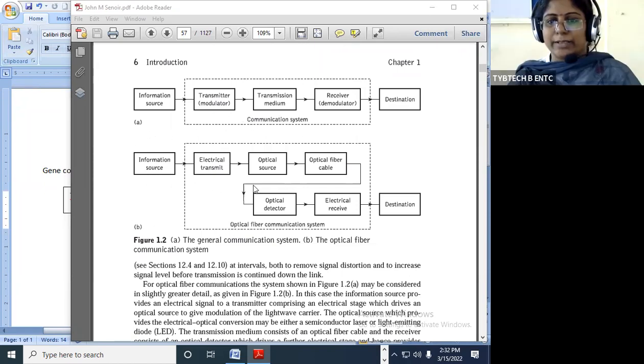This part is related with the transmitter. This part is related with the receiver, and this one is the channel part.